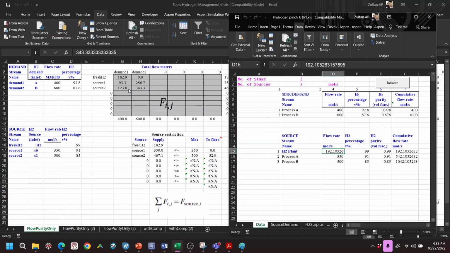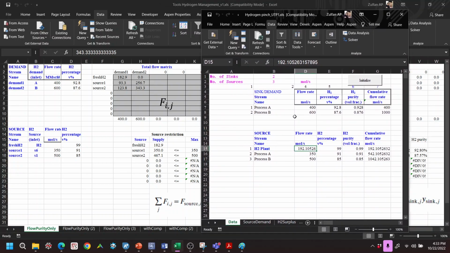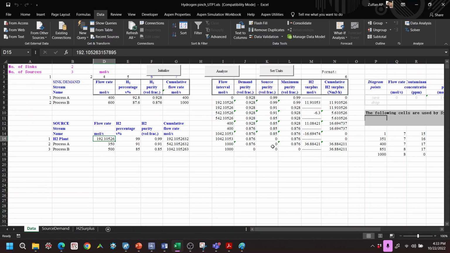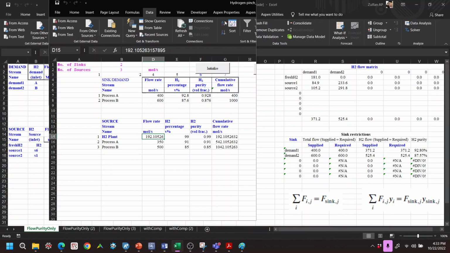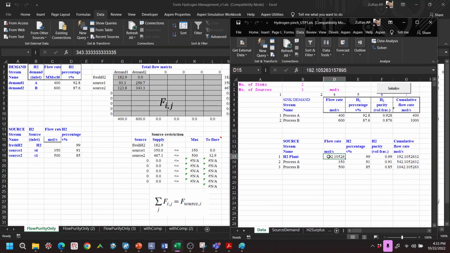I will leave you to decide, and that will be your homework. To know who's right and wrong, you can simply recalculate this manually, and then you will see which one is right and wrong. Maybe we did something wrong here. I am not really sure, but it has to be, I mean, the goal is that this number is 192 something. It has to be the same as 182, right? The inlet is the same.